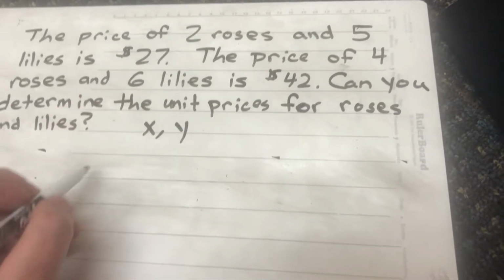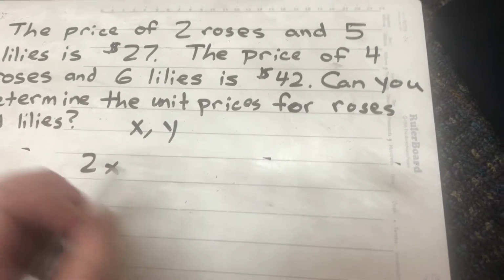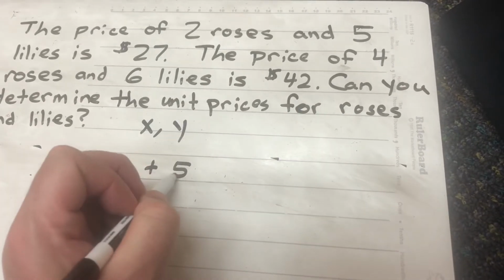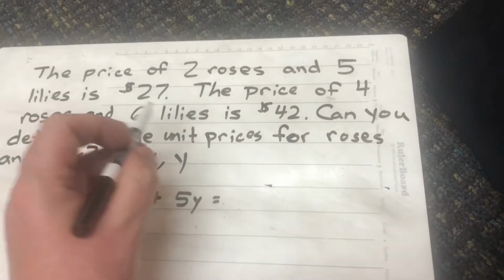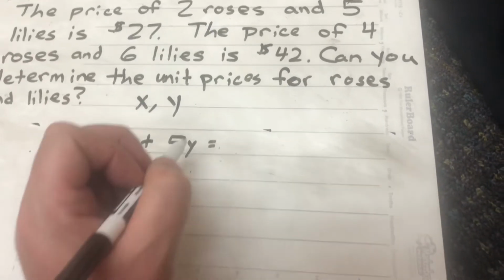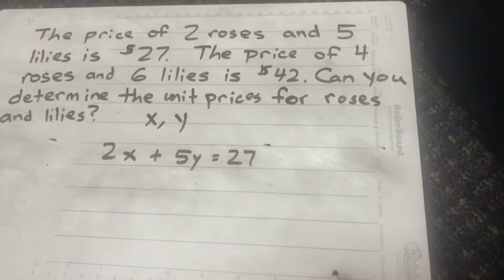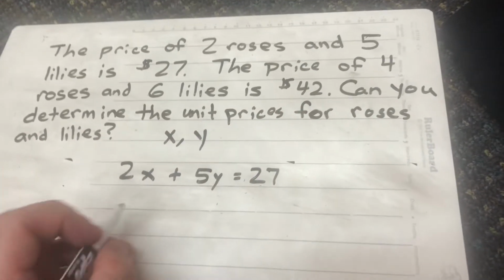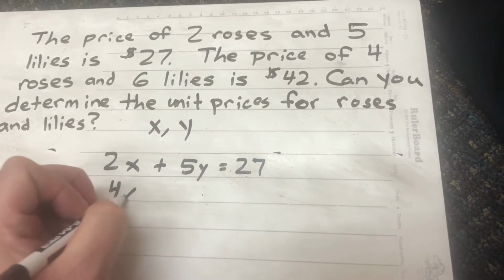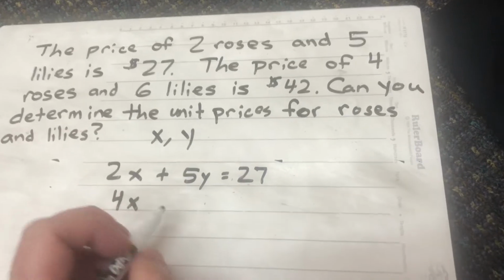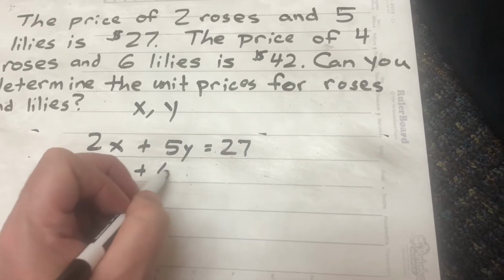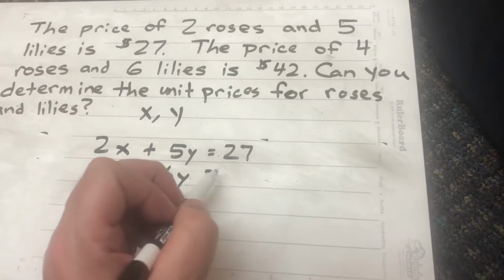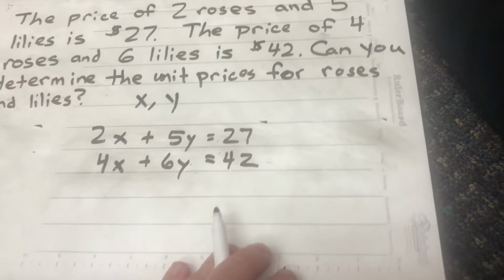So I have 2 roses, so 2x, 5 lilies, plus 5y, and it tells me that that cost is $27. So that equals 27. Now the second part of my problem tells me that 4 roses, which is going to be 4x, and 6 lilies, which is going to be plus 6y, combined to have a cost of $42.